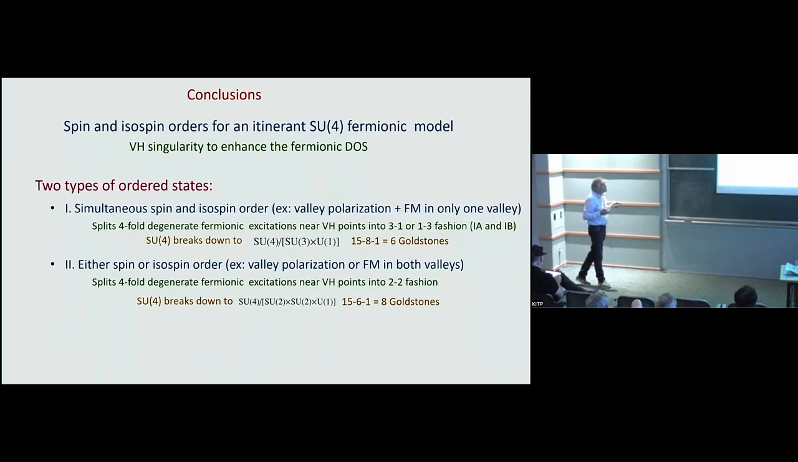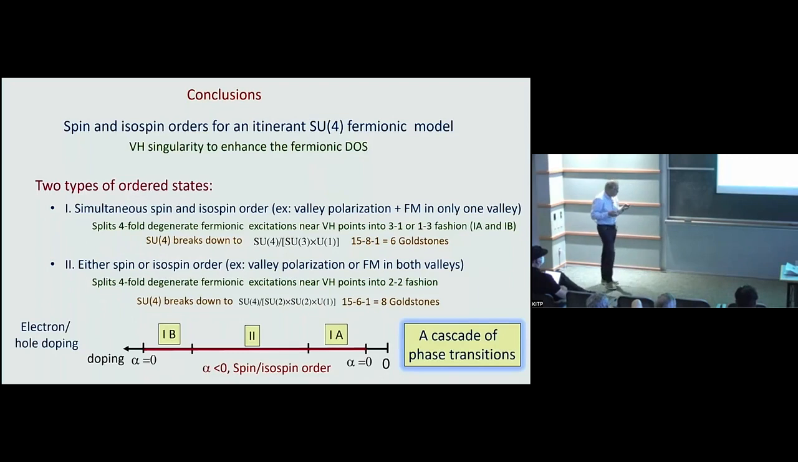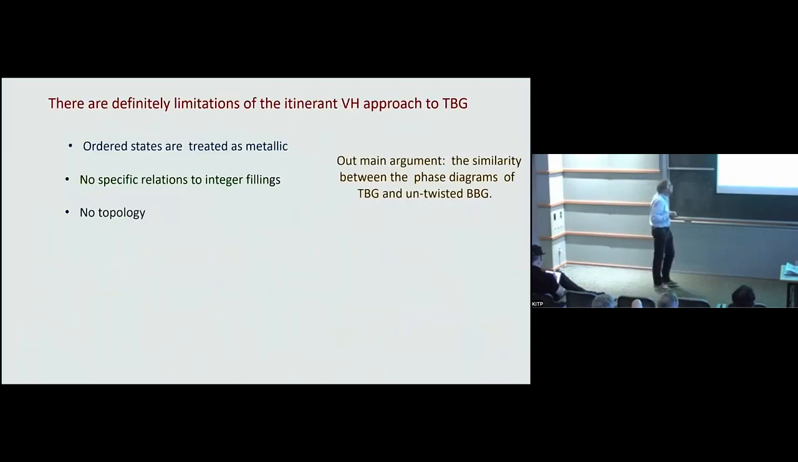And another state when we have spin or isospin order, either or, say valley polarization or ferromagnetism in both layers, and this one splits levels in a 2-2 fashion. And again, each state has quite a number of Goldstone modes. And when we change doping, either way, either hole or electron, we go from state 1 to state 2 and then to state 1 back. So it's a cascade of phase transitions in this regard.